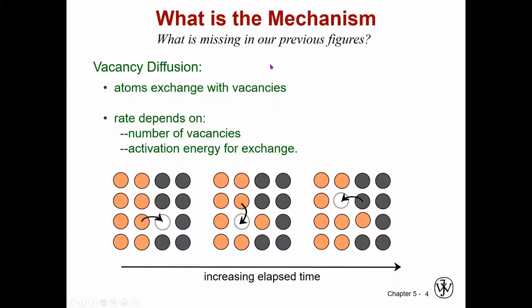All right, so what's missing in those figures? Well, what's missing are point defects, vacancies in particular. So if I want to move mass around, I need somewhere for the atoms to be able to move into. And we've seen that vacancies are a defect that are temperature dependent. And so if I have a vacant hole here in my lattice, then any of the neighboring atoms can simply move into this space.